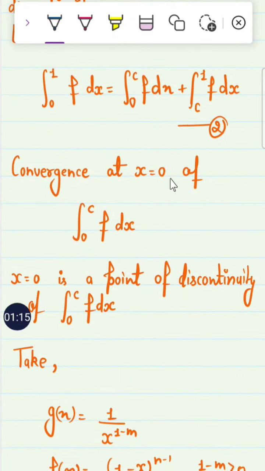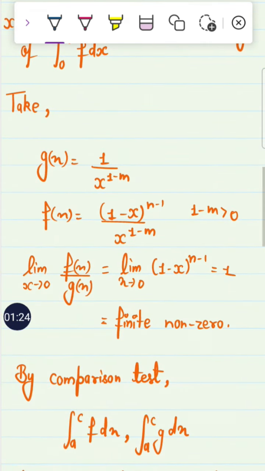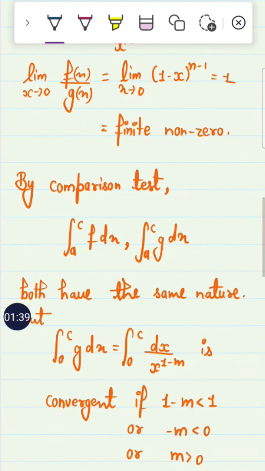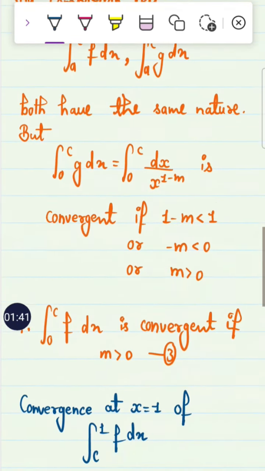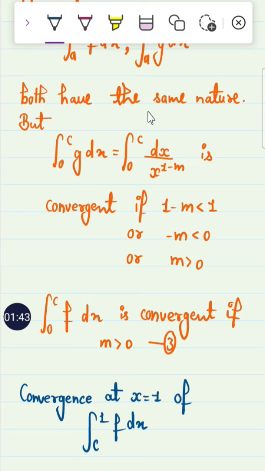Okay, now we will find the convergence. So the convergence at x equals 0 of this integral, where x equals 0 is the point of discontinuity. So we will take g(x). What is g(x)? We let g(x) equal 1 over x to the power 1 minus m, and f(x) is given. Now by the limit comparison test, f(x) upon g(x) limit is equal to 1. That is finite non-zero. So both have the same nature. Integrals of f and g both have the same nature.